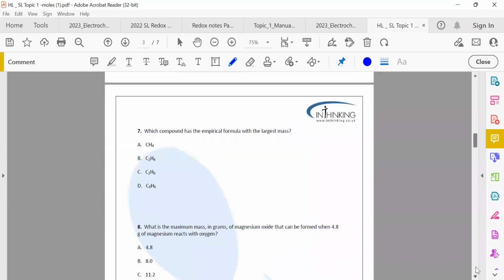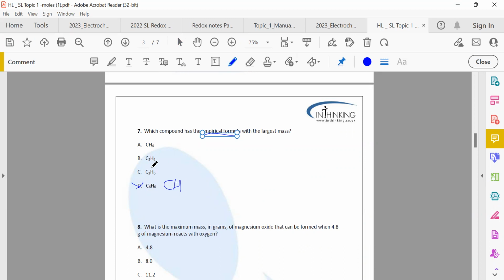Which compound has the empirical formula with the largest mass? This question is super popular in all kinds of tests. So basically, when you look at empirical with largest mass, don't get conned by the answer D, because if you look at answer D, the empirical formula is actually CH. So if you choose D, it's wrong, because the empirical formula of C6H6 is actually CH.